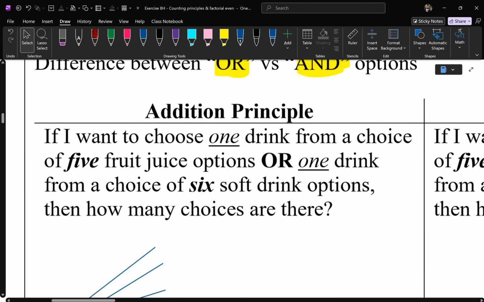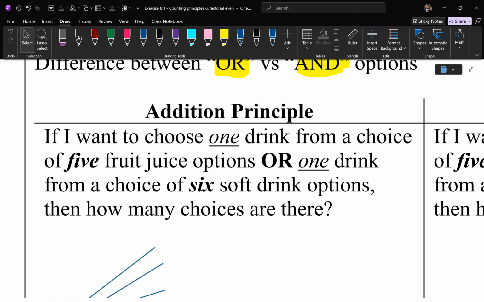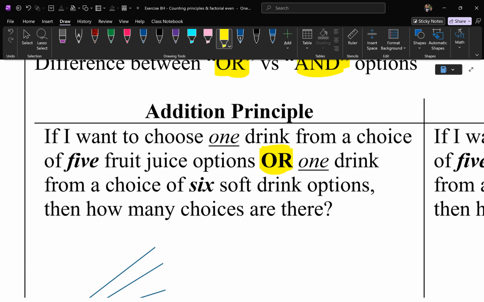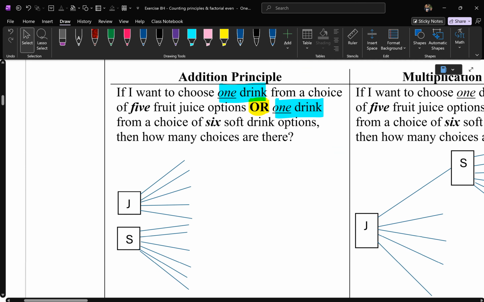See, in this scenario, if I want to choose one drink from a choice of 5 fruit juice options, or, see the key word there is or, one drink from a choice of 6 soft drink options, and then the question is then how many choices are there, or how many choices do I have to choose from? Remember, I'm choosing one drink. Now I can choose one drink that is a fruit juice, or I can choose one drink that is a soft drink.